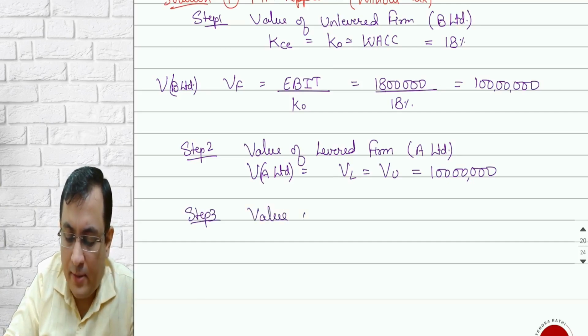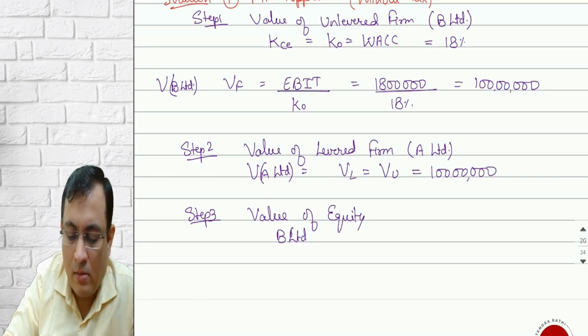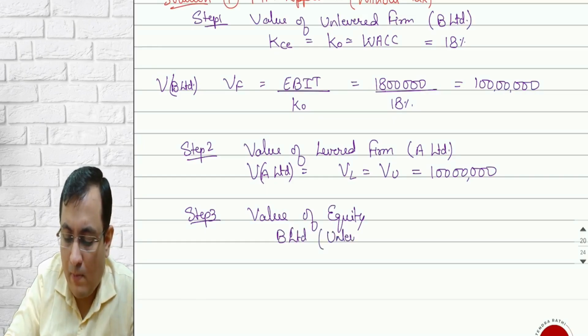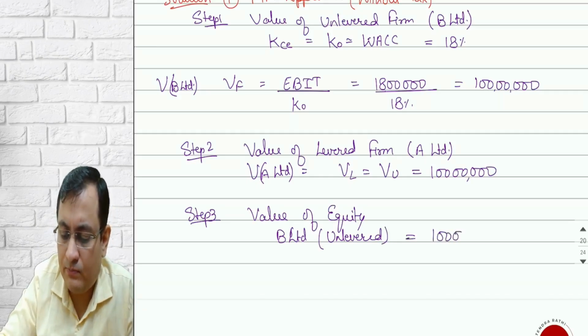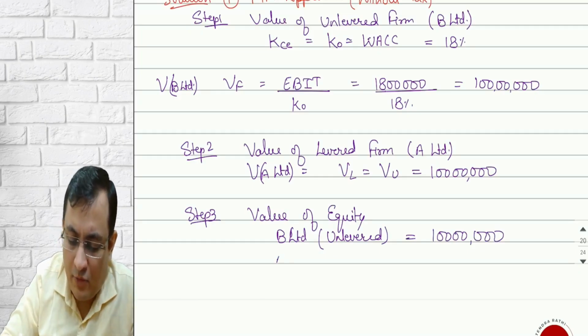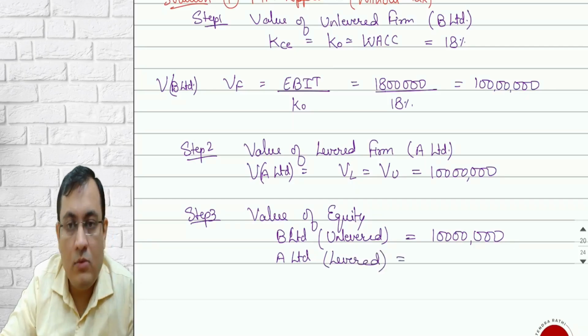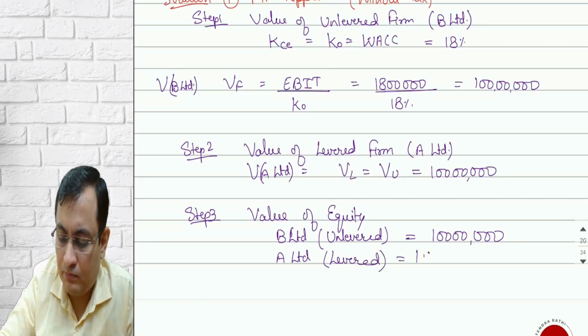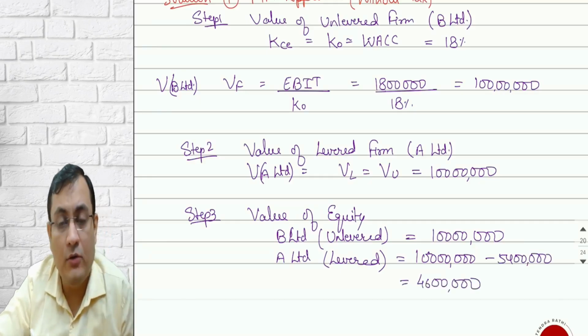Value of equity. For B Limited, the unlevered firm, it is equal to the value of firm itself, 1 CR, because there is no debt. But for A Limited, which is a levered firm, the overall value is 1 CR minus 54 lakh of debt. The valuation is 46 lakhs. Value of equity.